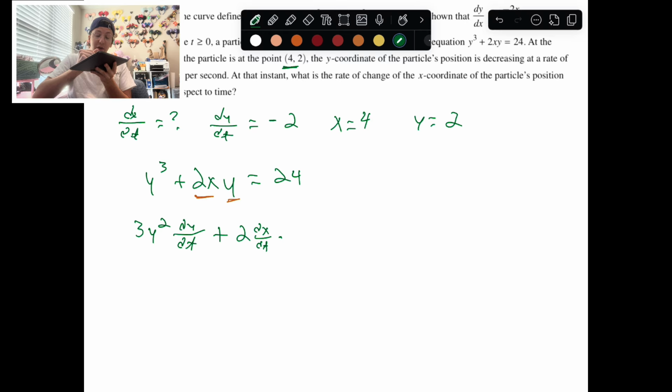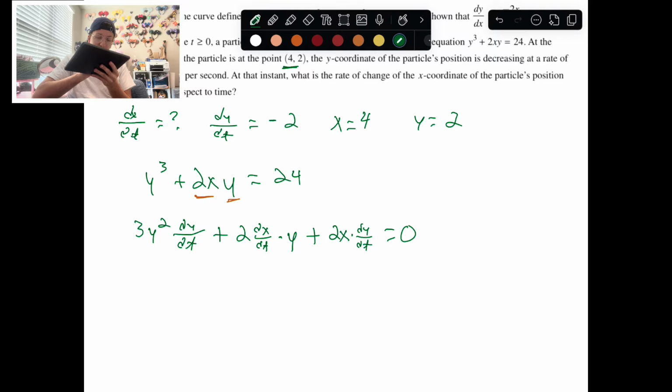Times our second function, which is just going to be y, plus our original function of the left side, which would be 2x, times the derivative of y, which would be dy over dt. And that's all equal to the derivative of 24, which is 0. All right, now let's check and plug in.